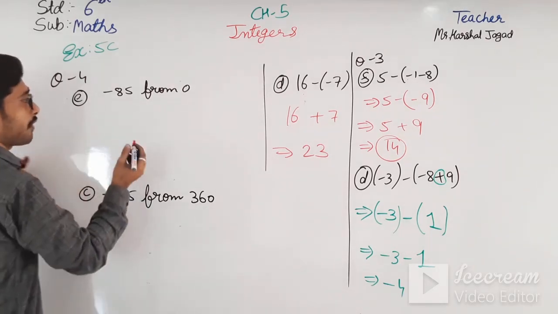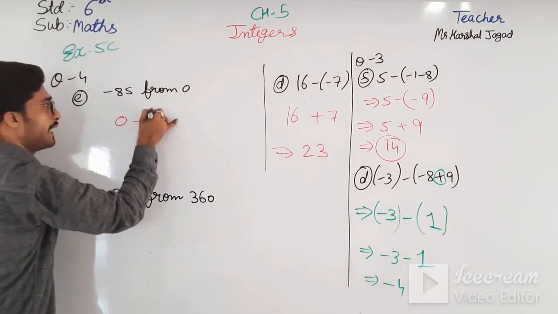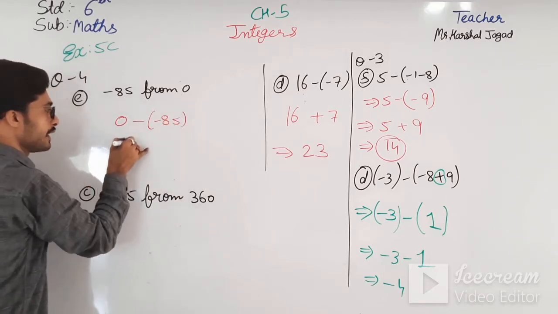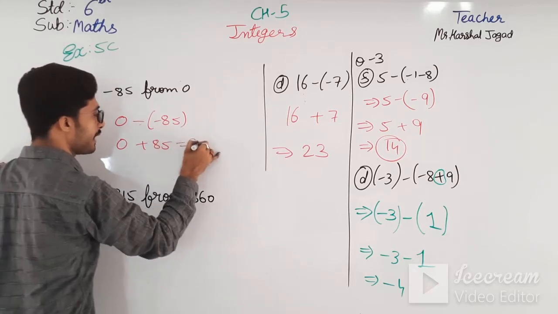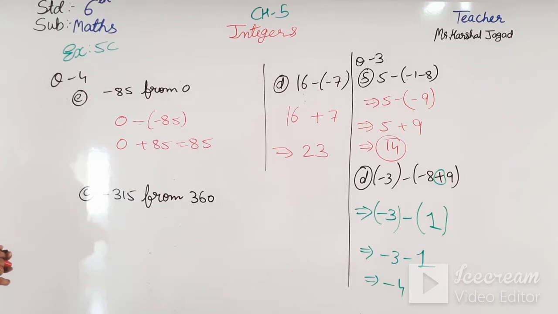So what we have to do? We have to subtract 0 minus minus 85. So 0 minus minus becomes plus 85, that is 85 is your answer. And moving towards the next.